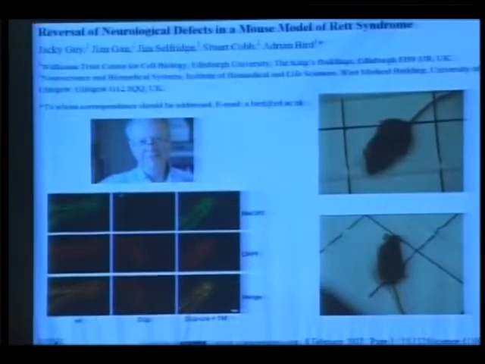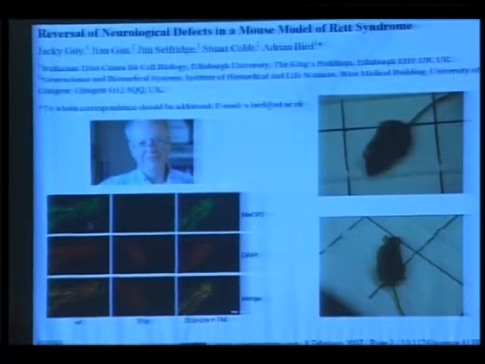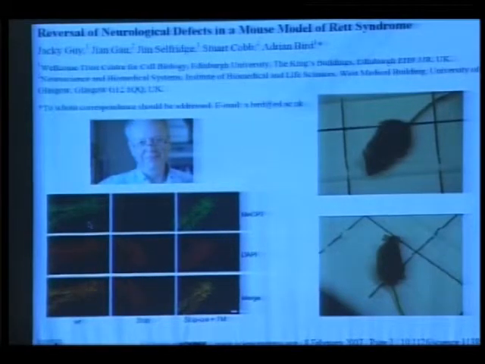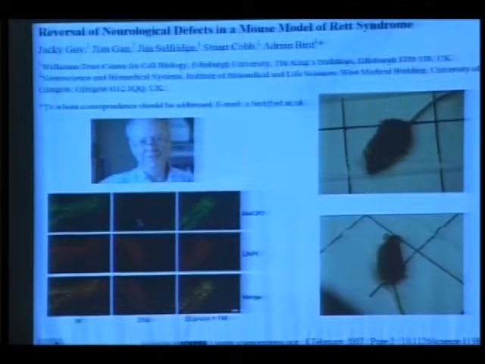And let me introduce one of my heroes, Adrian Bird. And I think it's really to tell you that things can be reversed to some extent. So what Adrian Bird has done, if you don't know this work, it's really amazing. That's why he's one of my heroes. He took this MECP2, the gene for Rett syndrome, and he introduced a mutation in the mice. And then, fortunately, he can do this in mice, and we can't do that in humans. But he can remove the mutation out of the mice.